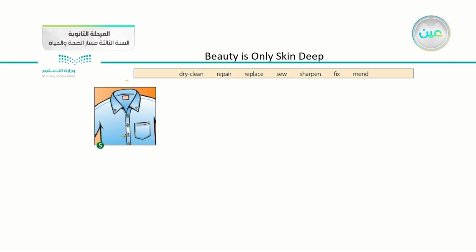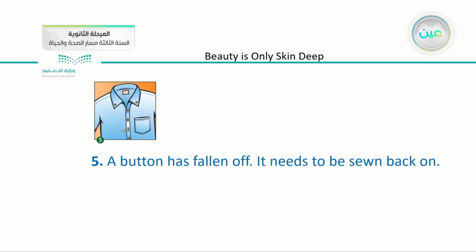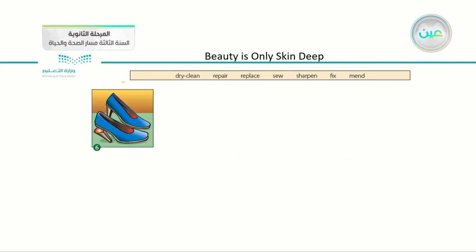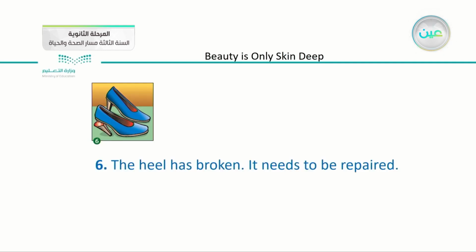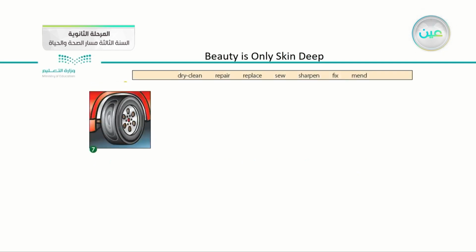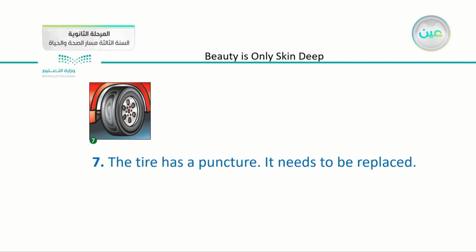Number 5, we have a problem here with this button. So a button has fallen off. It needs to be sewn back on. Number 6, we have a broken heel here. So what's the problem? The heel has broken. It needs to be repaired. Number 7, the tire has a puncture. It needs to be replaced.